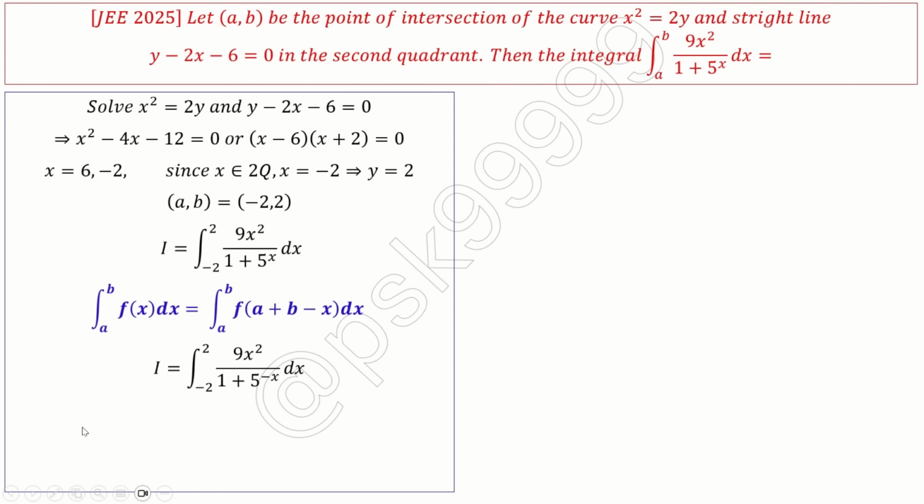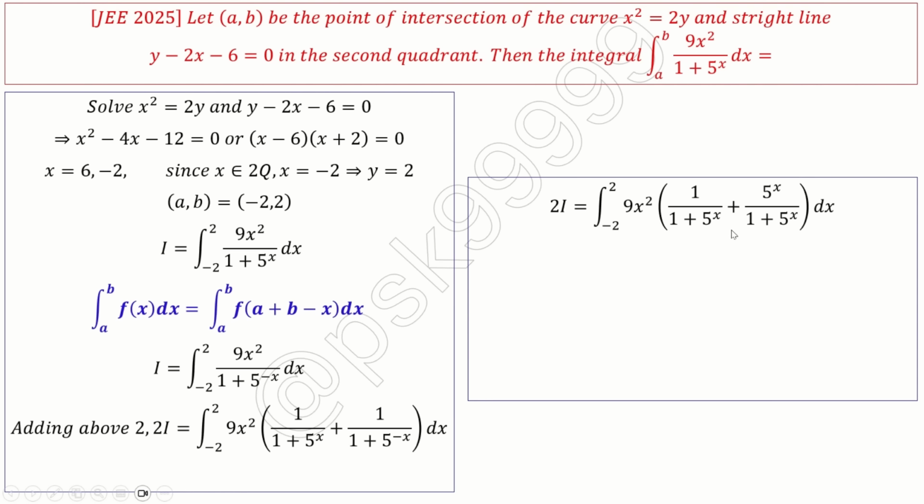So if I add these two, 2I is nothing but integration from minus 2 to 2 of 9x square times 1 by 1 plus 5 to the power of x plus 1 by 1 plus 5 to the power of minus x dx. Now this one, if I write it as 1 by 5 to the power of x, this will become 5 to the power of x by 1 plus 5 to the power of x, and this whole thing, if I sum it, it will become 1.